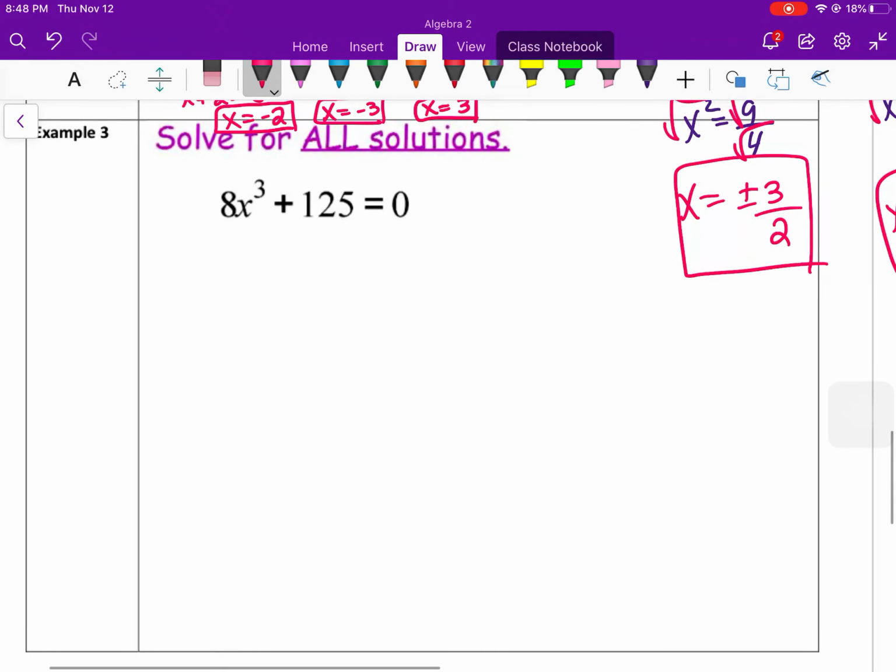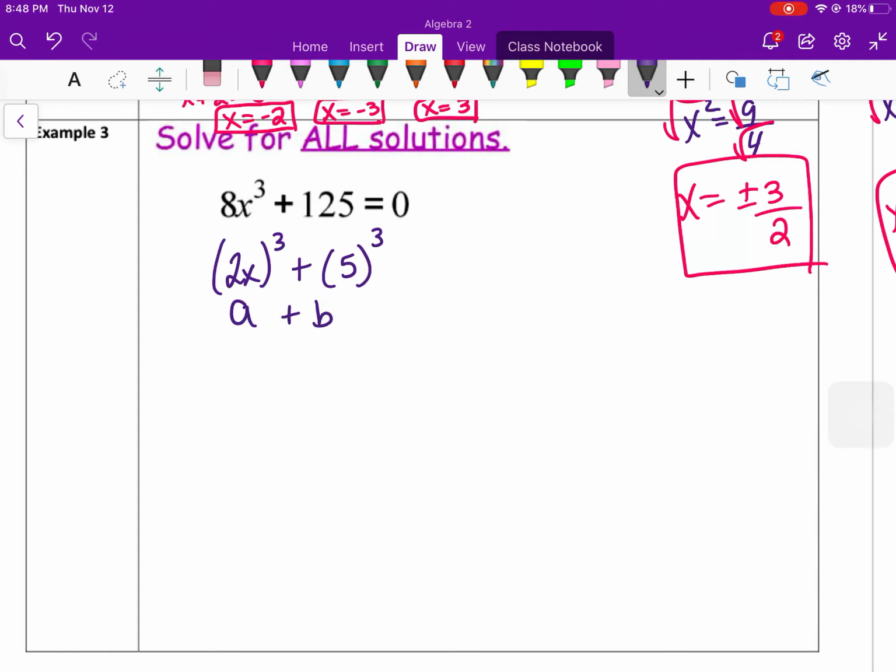Okay, last one. So 8x cubed and 125 are perfect cubes. So 8x cubed is the same thing as 2x to the 3rd. And 125 is the same thing as 5 to the 3rd. So I have an a cubed plus b cubed situation here.